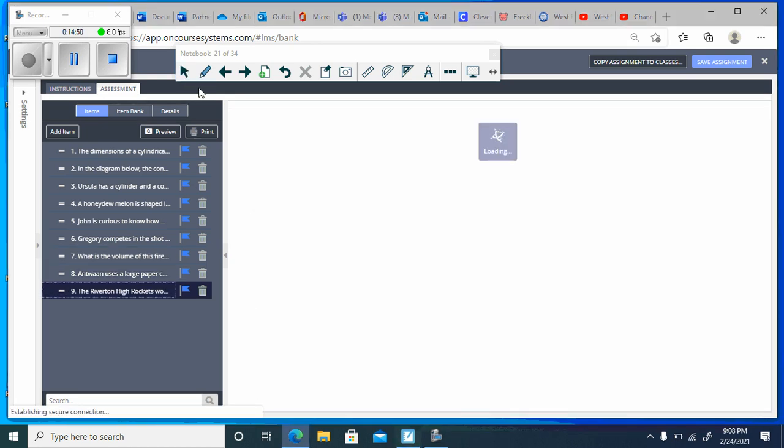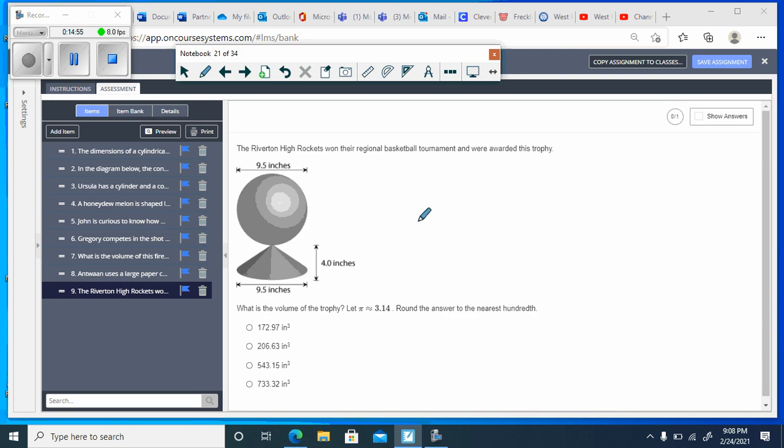And now this one, last one of this batch. The Riverton High Rockets won their regional basketball tournament and were awarded this trophy. What's the volume of the trophy? Let pi equal 3.14. Okay, the total volume is going to be equal to the sum of the volume of the two. This is a sphere, so that's going to be the volume of a sphere plus the volume of this cylinder, okay?